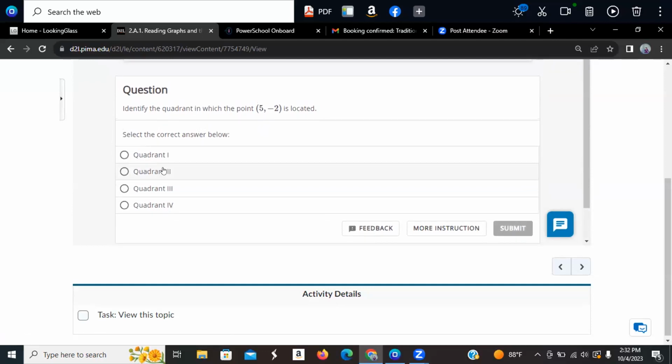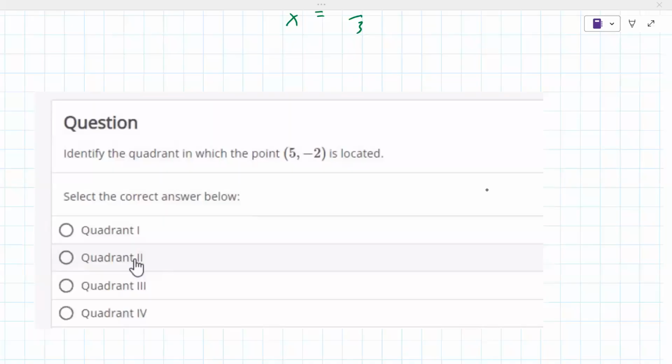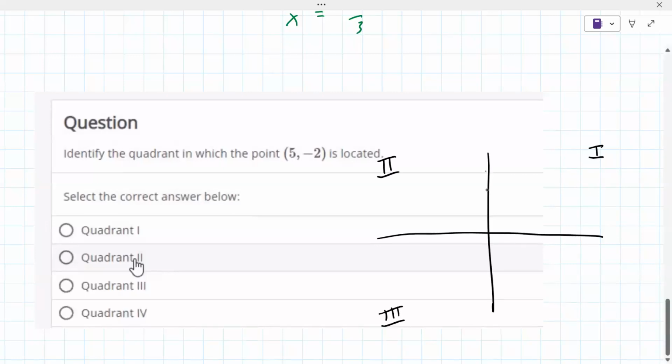So I grabbed a snip of this. Let me go ahead and share my screen. All right. A couple things to know: this is quadrant 1 on the top right, quadrant 2, quadrant 3, quadrant 4. I don't make the rules. This is just the rules. So you have to go with that.